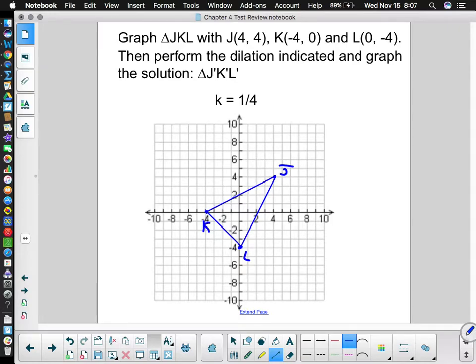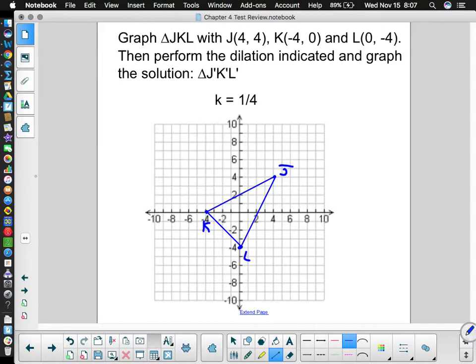It says perform the dilation indicated and then graph the solution for J'K'L' with K as 1/4. What does that K of 1/4 do? Is it going to be a shrink or is it going to be an enlargement? Shrink, okay? If it's less than 1, it's going to be a shrink. If it's greater than 1, it's going to be an enlargement. Okay? And guess what? All those numbers in there are multiples of 4, so it's going to divide evenly, right?